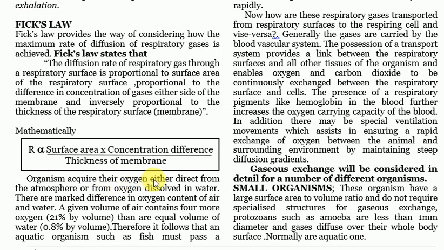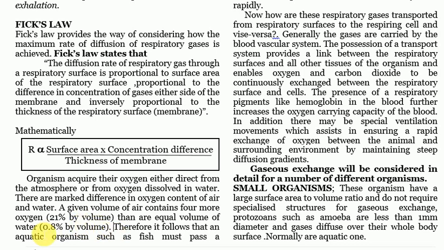Now, organisms acquire their oxygen either directly from the atmosphere or from oxygen dissolved in water, depending on the environment or habitat of the organism. There is a marked difference in oxygen content of air and water. A given volume of air contains more oxygen, that is 21% by volume, than an equal volume of water that contains 0.8% by volume of oxygen. So it is much easier to acquire oxygen from air as compared with acquiring oxygen from water.